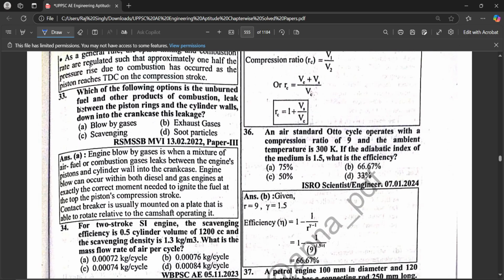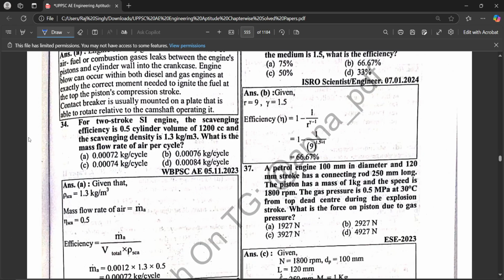Which of the following options is the unburned fuel and other products of combustion that leak between the piston ring and the cylinder wall down into the crankcase? This leak is blow-by gases.